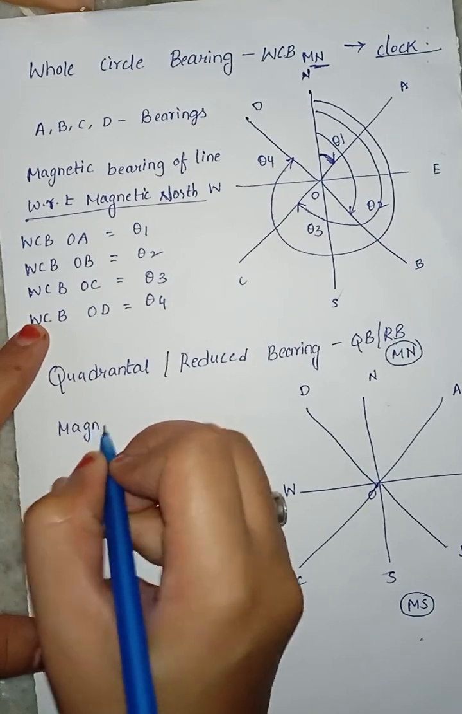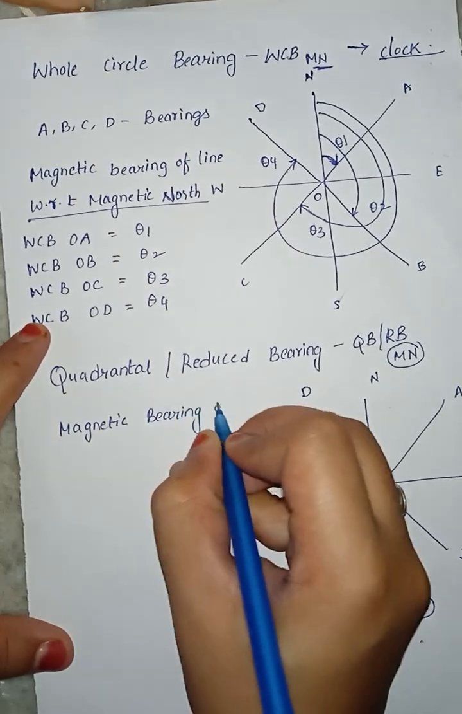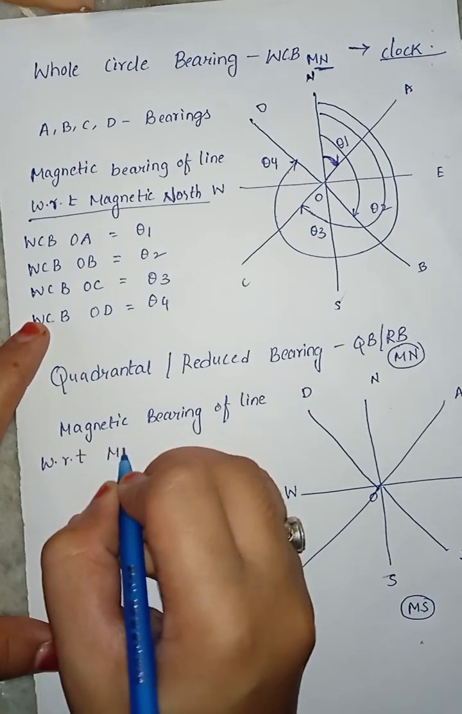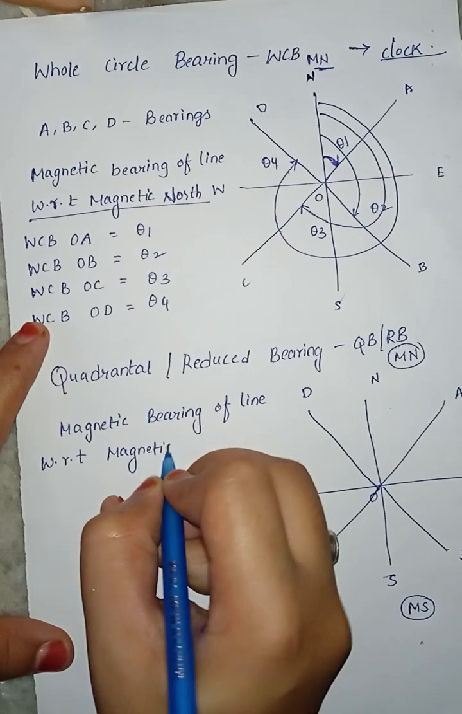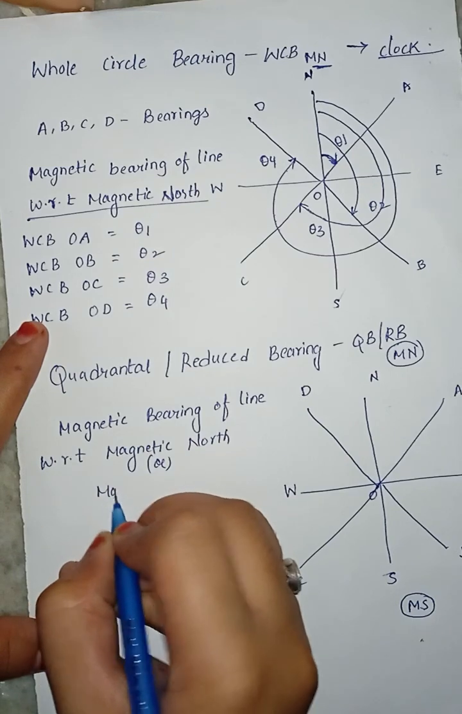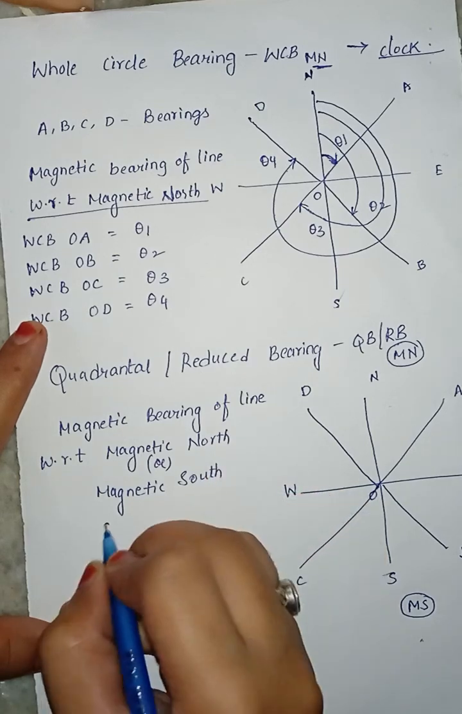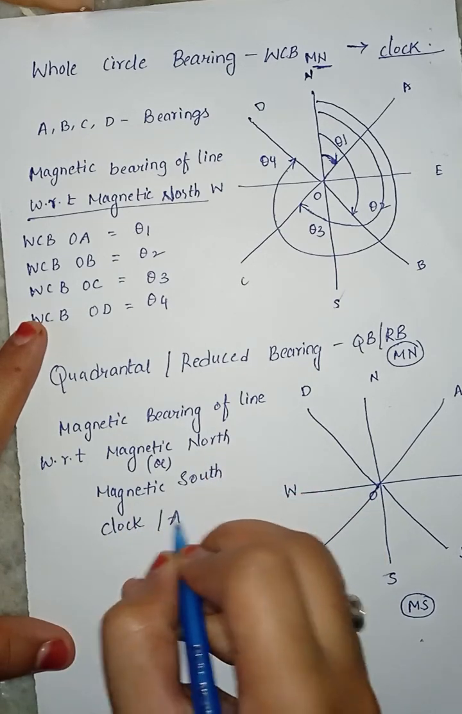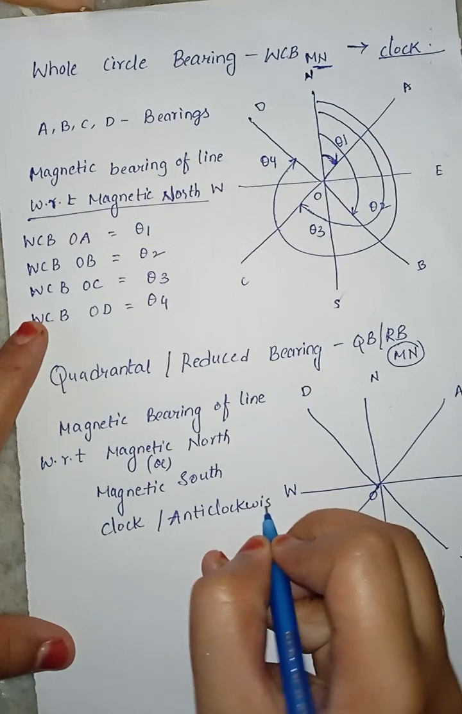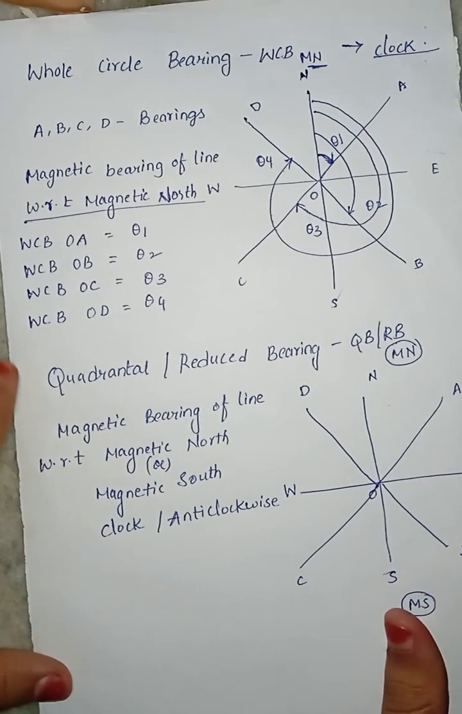Same, magnetic bearing of line with respect to magnetic north or magnetic south. In this it may be clockwise or anti-clockwise, whichever is near. This is known as a quadrantal bearing or reduced bearing.